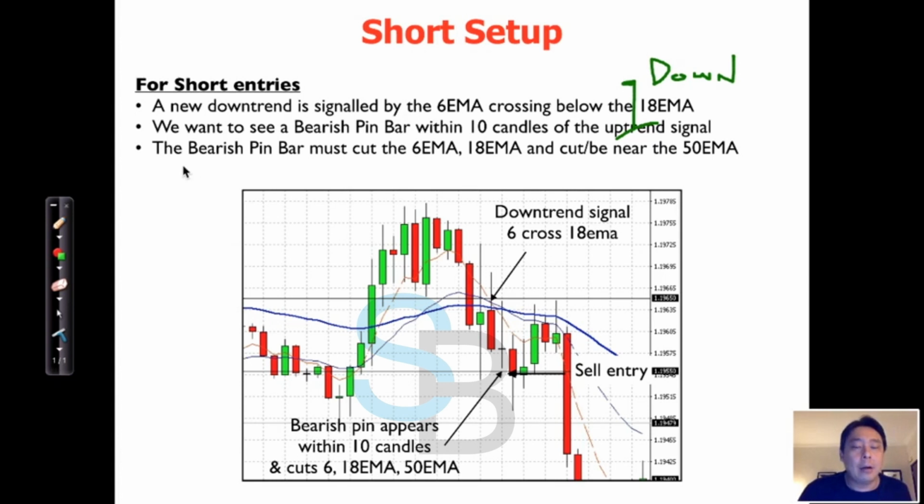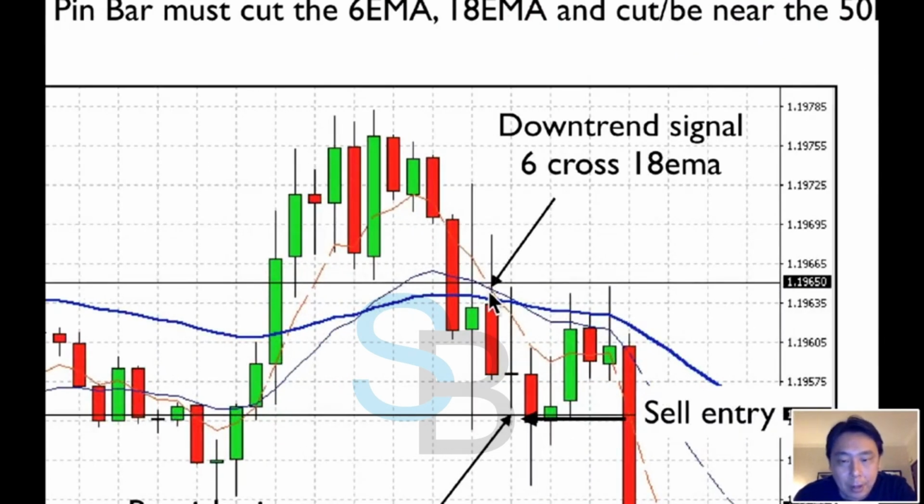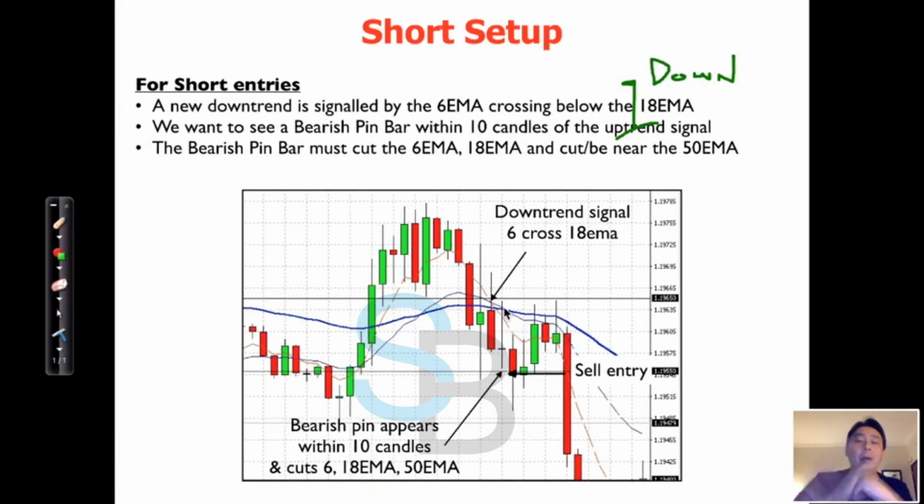Now, again, the bearish pin. See here, the cross, and the moment it crossed, the next candle was a bearish pin. There we go, there's a bearish pin bar. No candle body, long upper shadow, a small lower shadow, a bit. Notice it cuts the 6, 18, and 50 moving averages, so it gets rejected off that resistance level.